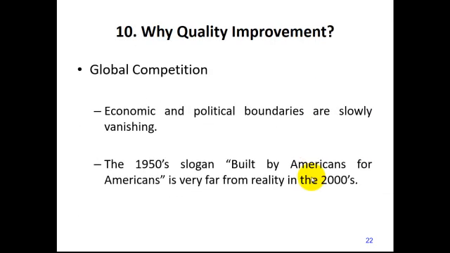For quality improvement, again, global competition: economic and political boundaries are slowly vanishing. So America is not only capturing the customers of America. They want to extend their products, they want to extend their economy towards the world. In 1950, the slogan "built by Americans for Americans" was very far away from the reality in the 2000s. In the 2000s, they know that they should not stay that way, they should move towards the world.